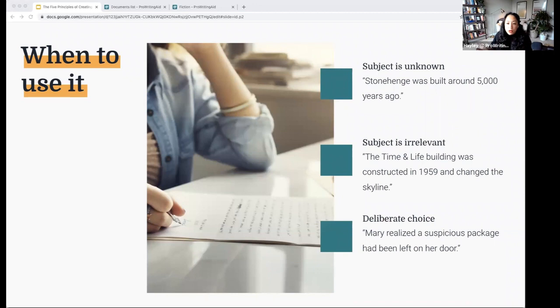As writers, we can also choose to create suspicion or suspense in our writing and use passive voice. So say you are writing a crime novel or a crime romance or something where your protagonist is not sure what's happening. The example I have is: Mary realized a suspicious package had been left on her door. So, had been left, we don't know who did that, but Mary doesn't know either, right? So this creates suspense. In each of these three instances, it is okay to use passive voice.